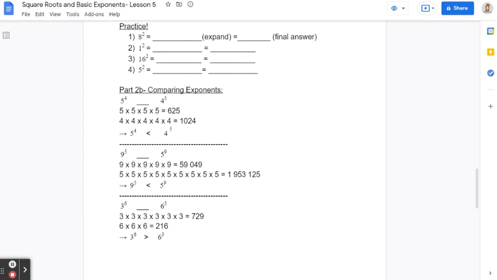And finally, 3 to the power of 6 versus 6 to the power of 3. So we're going to take 3 multiplied by itself 6 times, and it's going to give us 729. We're going to take 6 multiplied by itself 3 times, and that's going to be 216. So which one's bigger? It's obviously 3 to the power of 6. So 3 to the power of 6 is greater than 6 to the power of 3.